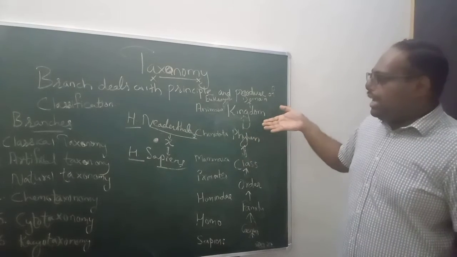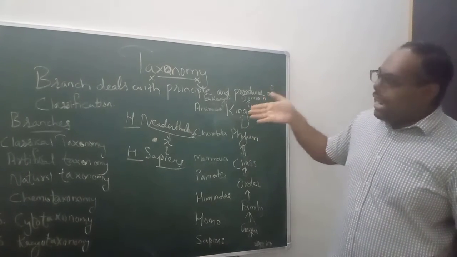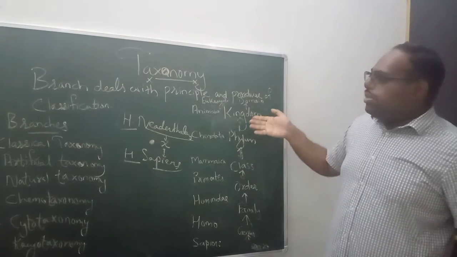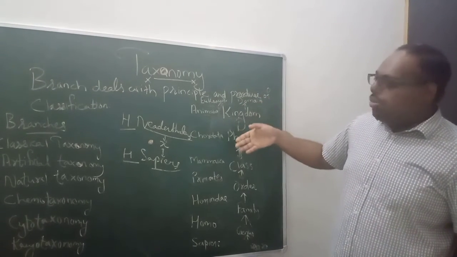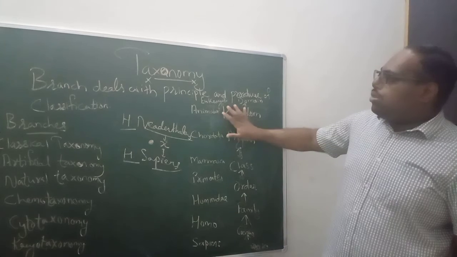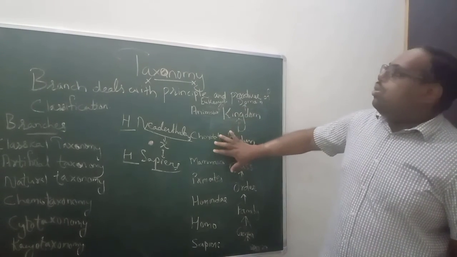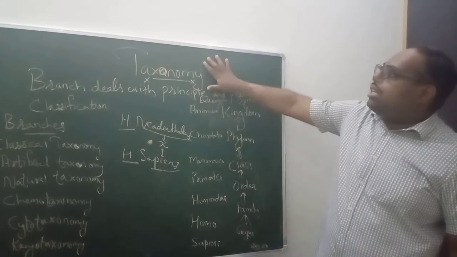Now they have included DNA studies, different characteristics are considered, and now the kingdoms are also divided. We will study in the upcoming chapters how they have made it. And this is one of the most important things which Linnaeus has given to this world. So Linnaeus is considered the father of taxonomy.